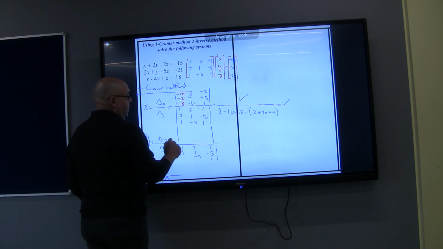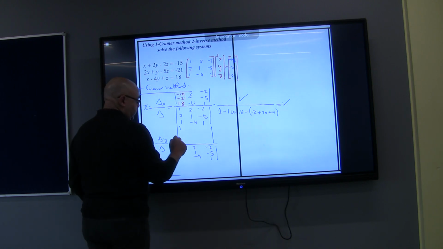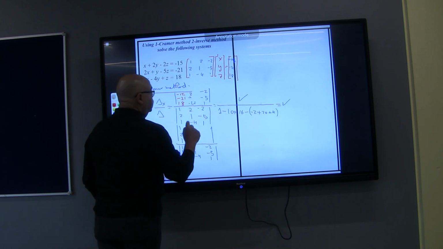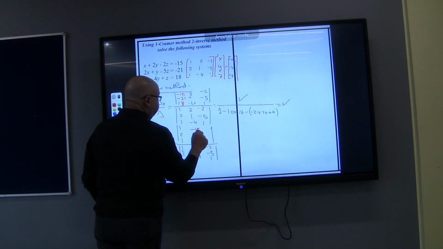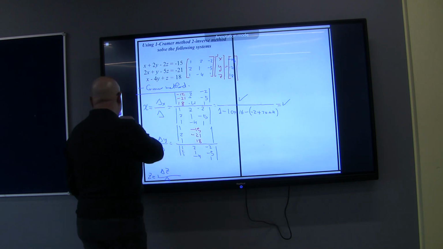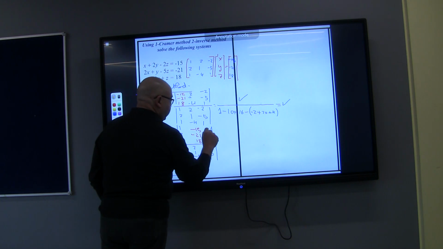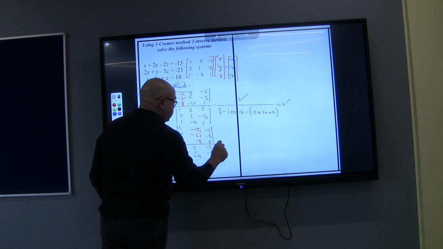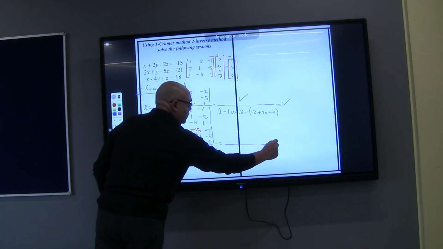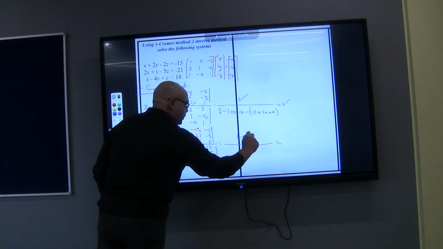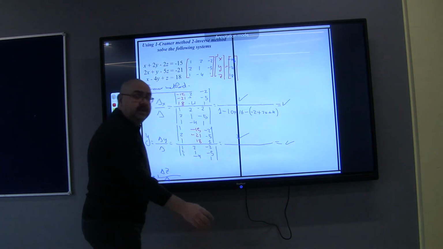For the upper determinants, it's going to be 1, 2, and 1. Then once more, you will have negative 15, then negative 21, then positive 18. For the third column, as you know, negative 2, then negative 5, then positive 1, and so on. You will get the result of the denominator, and you will get the unknown.